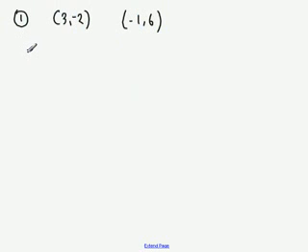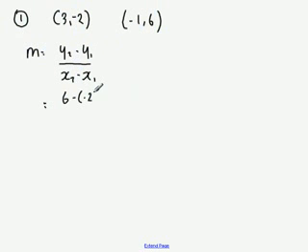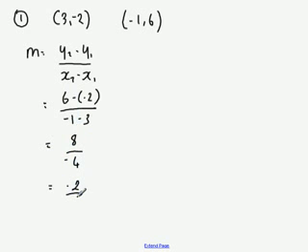At the moment we do not have the gradient, but we can find it using the formula m equals y2 minus y1 over x2 minus x1, and we can sub in values x1, y1, x2, y2. 6 subtract -2 over -1 subtract 3. 6 subtract -2 is 6 plus 2, which is 8, so we have 8 over -4, which simplifies to a value for the gradient, which is -2.